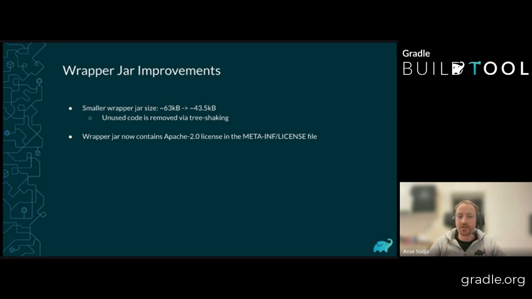The Apache 2 license is in the META-INF license file. This might be helpful since the wrapper jar is often part of users' code bases, and users often want to know what the actual license of the jar is, and now it's a bit easier to find out. So that's it.